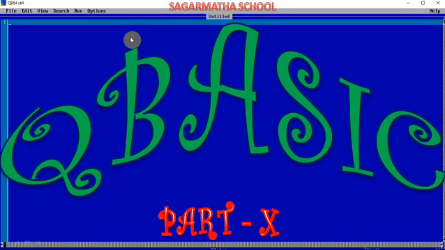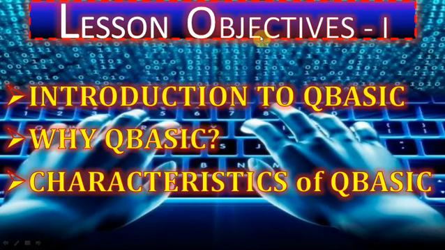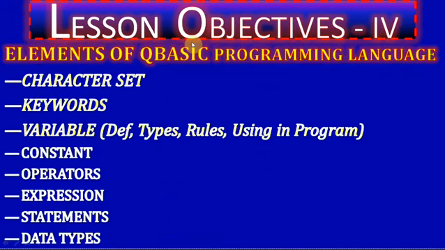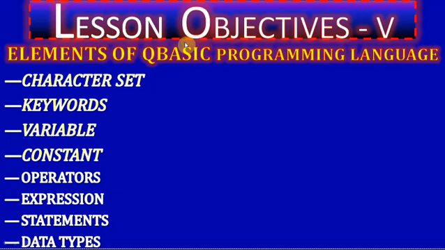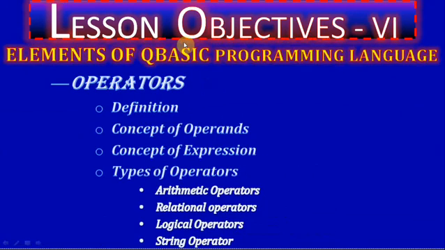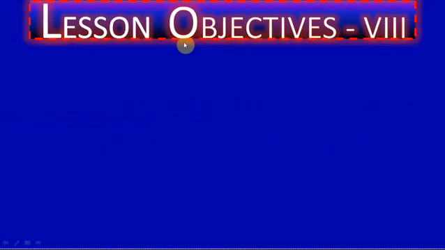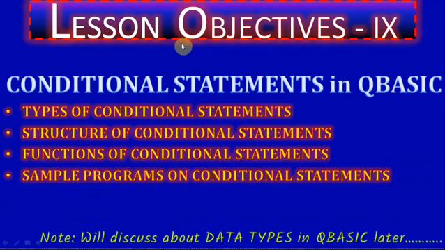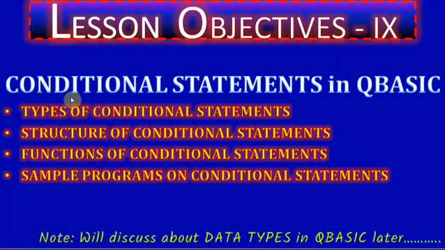First of all, I want to show you the lesson objective of QBasic. You have read about QBasic part 1. You have also read about part 2, part 3, part 4, part 5, part 6. Part 7 is also completed, part 8, part 9. Yesterday you read about part 9, conditional statement in QBasic, and you read types of conditional statement, structure of conditional statement, function of conditional statement, and some sample programs using conditional statement.